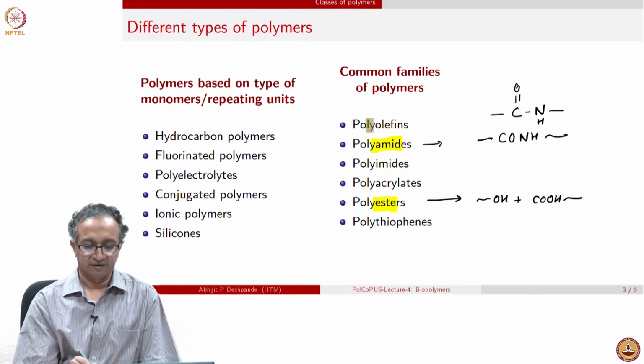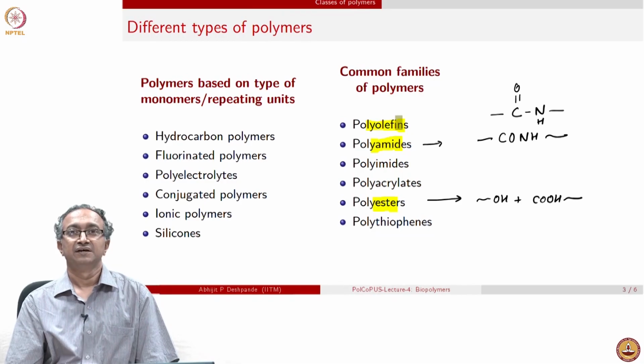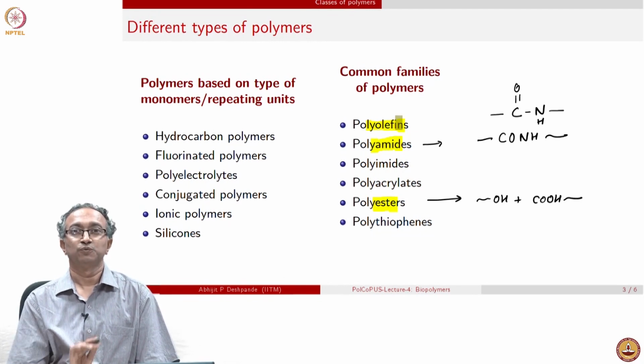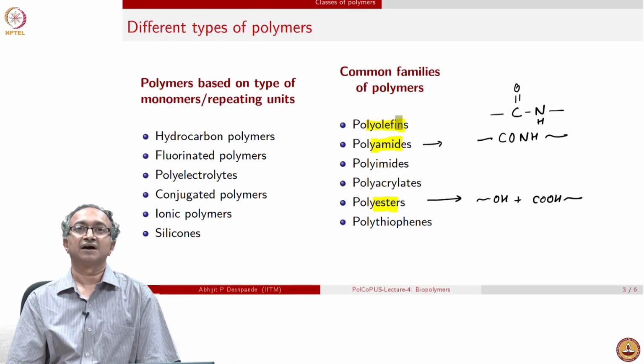Polyolefins, of course, are a very large class of materials. It's also very important because very large volumes of polyolefins are used. Polyethylene, polypropylene, the two most important polyolefins, in fact, are the bulk of the plastics that we use. Very high amounts of polyethylene and polypropylene are used. And so all of these are based on olefins.